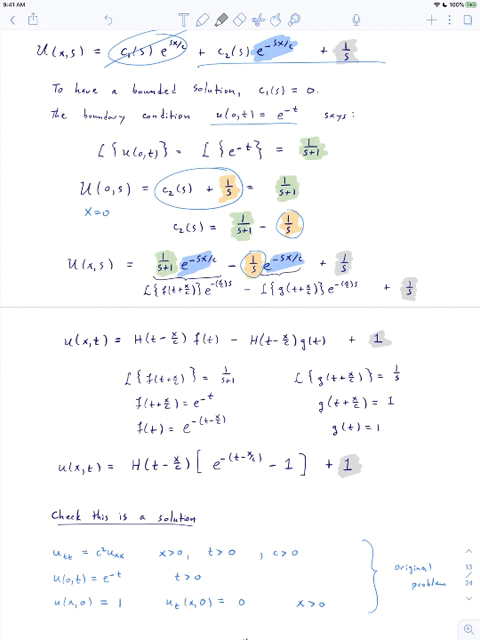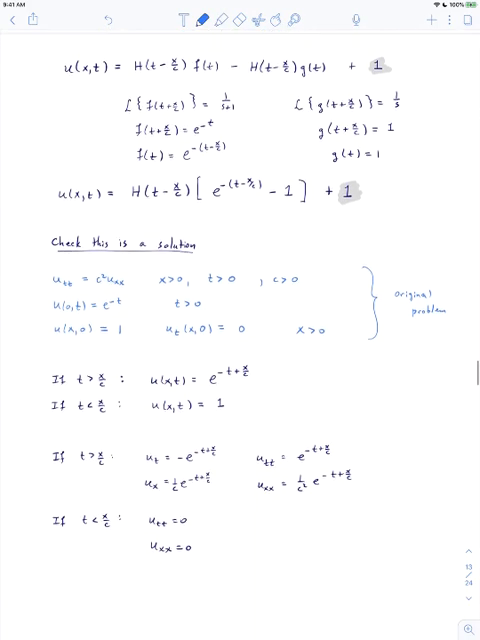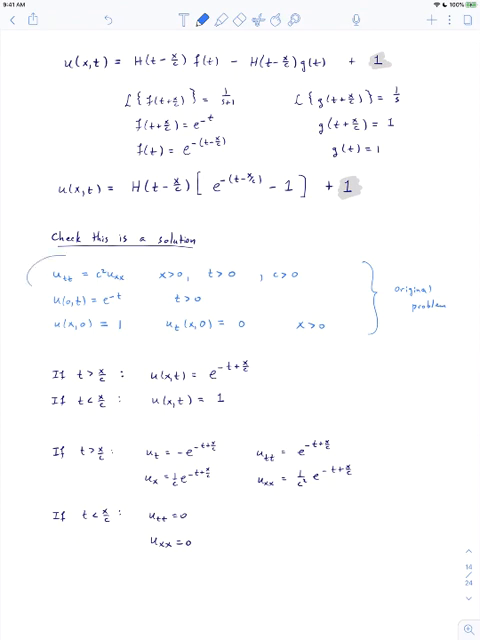But you can check that it's a solution. We need to show that this satisfies the wave equation, and we also want to check that it satisfies the boundary condition and the initial conditions. But you have to do these separately. So if t is greater than x over c, then this term right here is the Heaviside function evaluated at a positive number, so it's 1. So you end up with the exponential minus 1 plus 1, so you just end up with the exponential term right there.